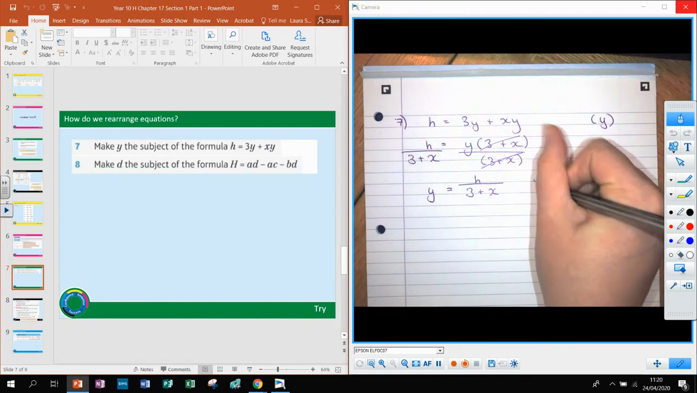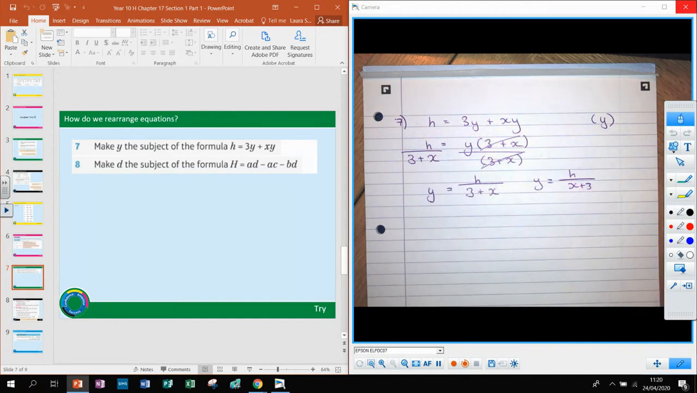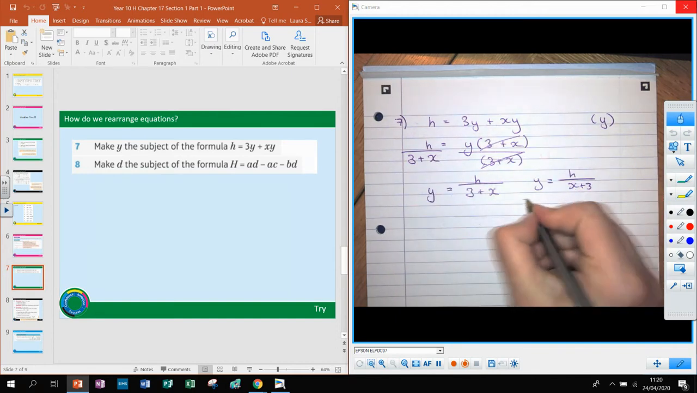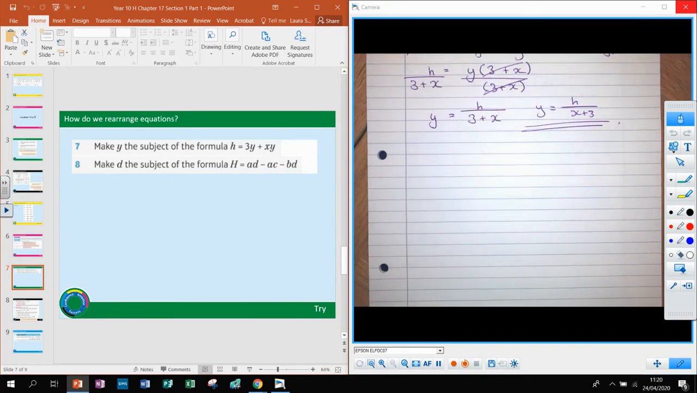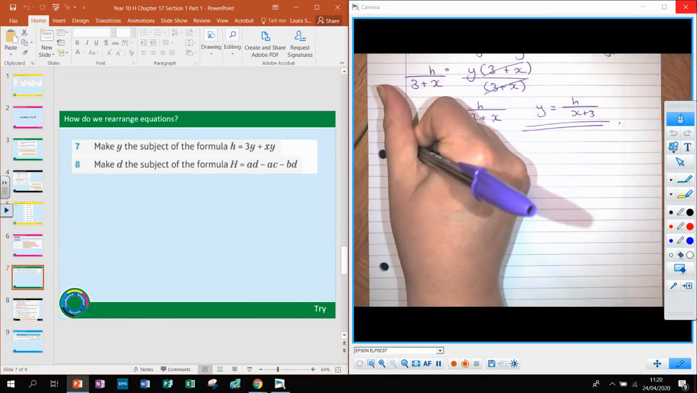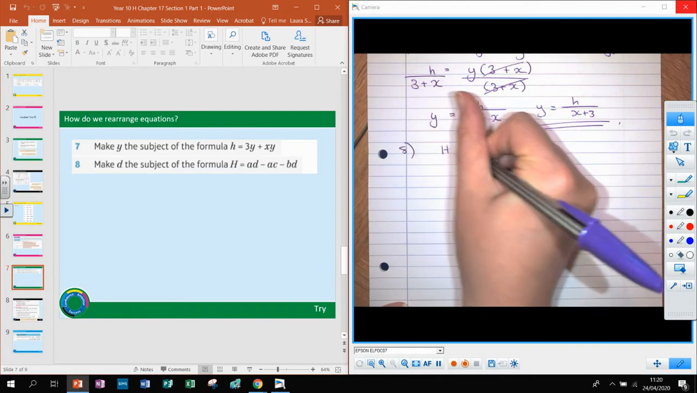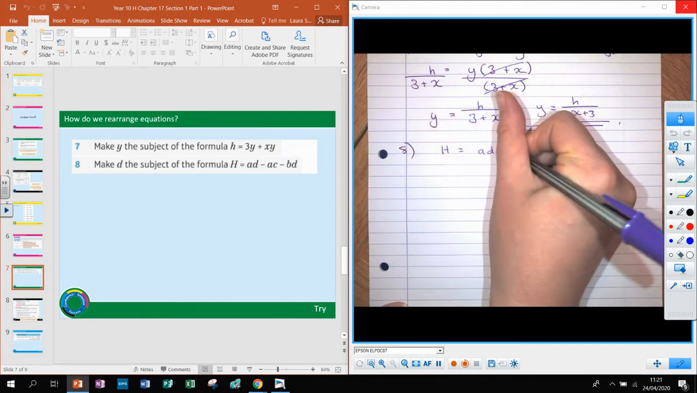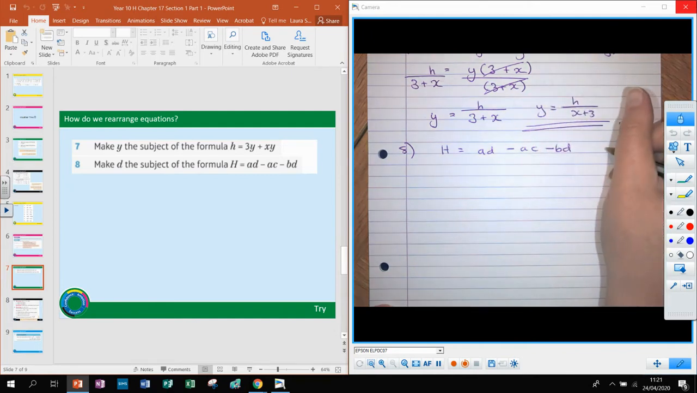Some people would prefer to write Y is equal to H over X plus 3, but it's not going to make a difference to your marks, okay? But there is our final answer for that one. If we now look at question 8, okay, we had H is equal to AD minus AC minus BD, and we need to make D the subject.